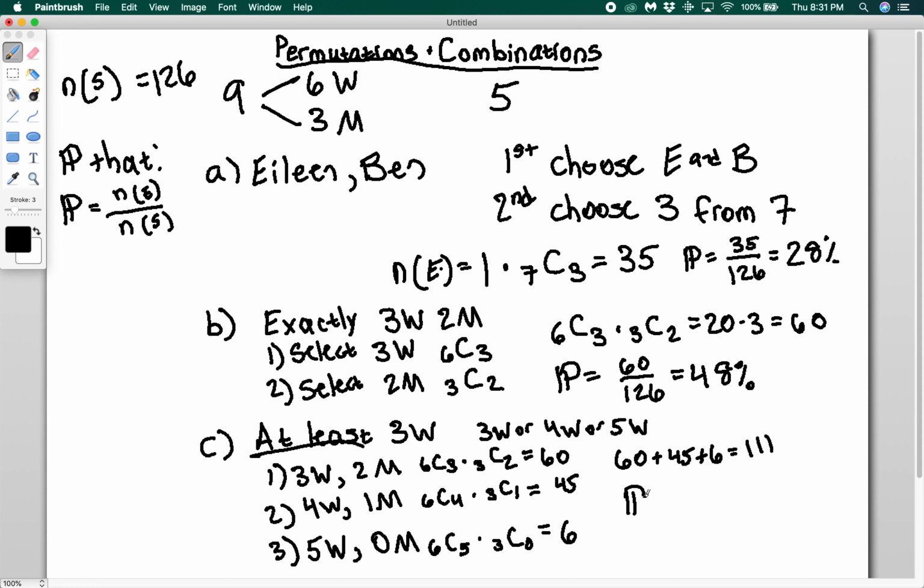And then if we want the probability, we can take 111, divide it by the total, which is 126, and then we get around 88%. So 88% of our committees will have at least 3 women if we're choosing them from this pool of 6 women and 3 men.